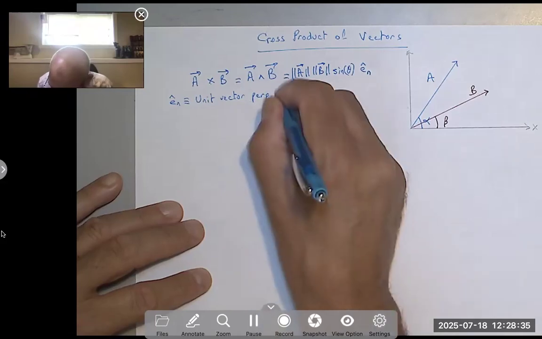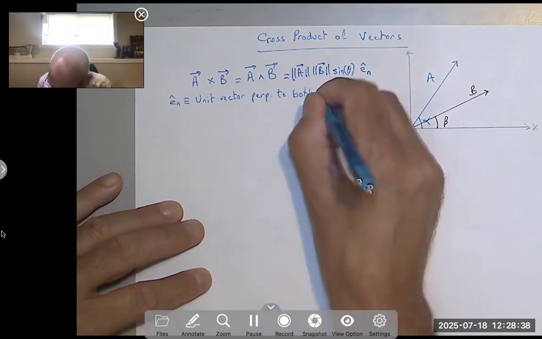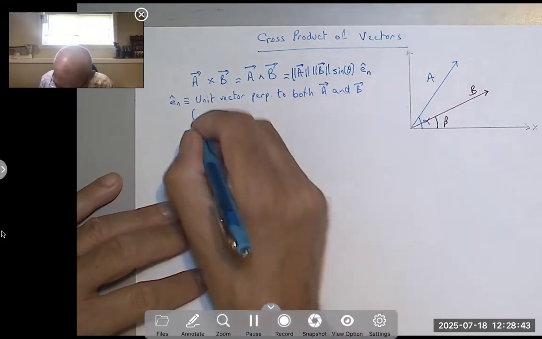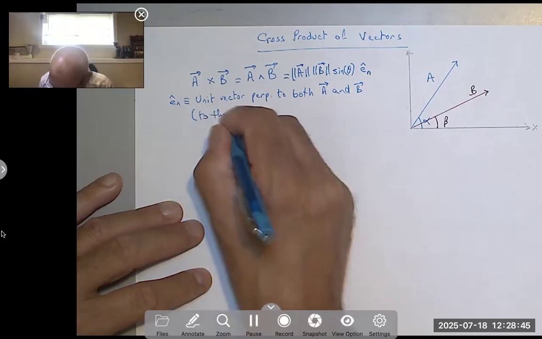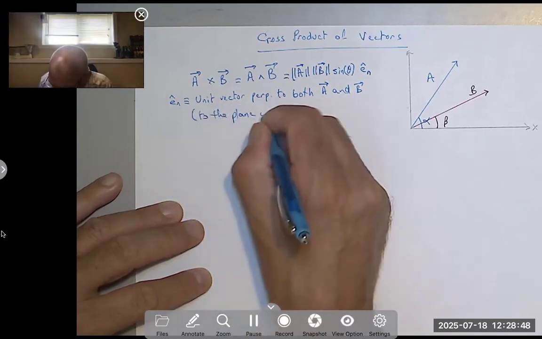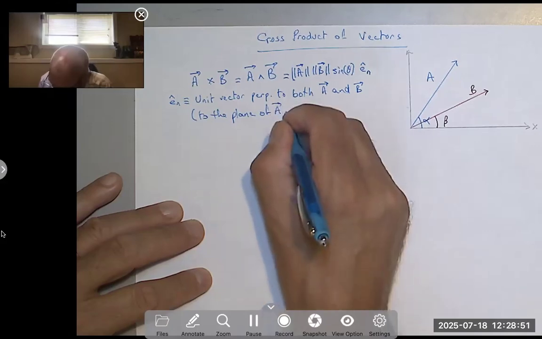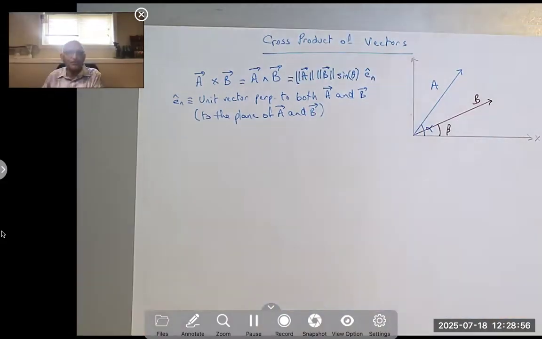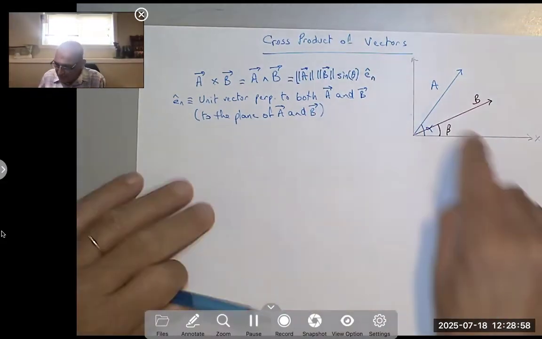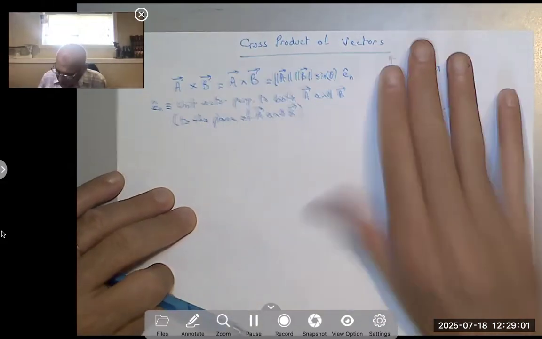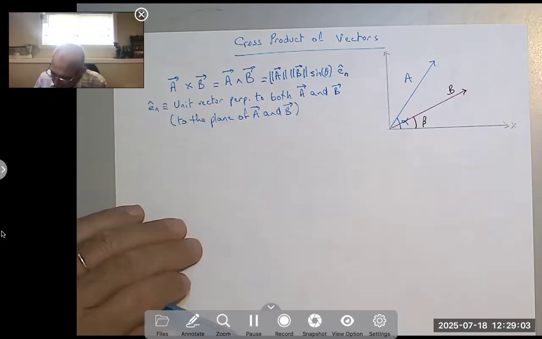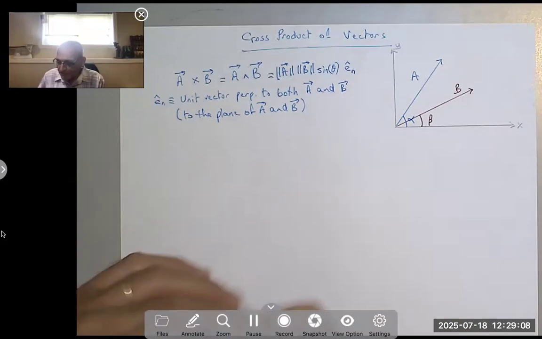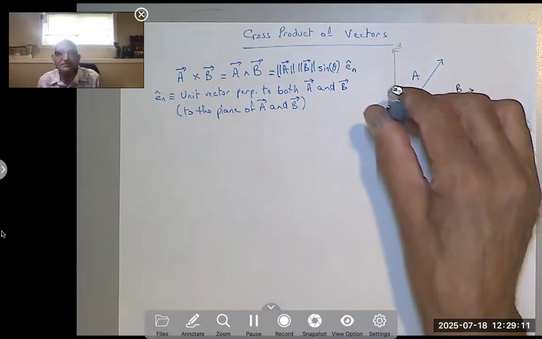perpendicular to both A and B, meaning perpendicular to the plane of A and B, right? If you are perpendicular to two vectors, means you are perpendicular to the plane. So A and B here are in the plane of this paper, which is the XY. So the cross product of A cross B or B cross A would be perpendicular to the XY plane, meaning it's parallel to the Z.